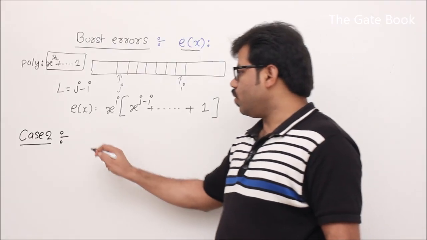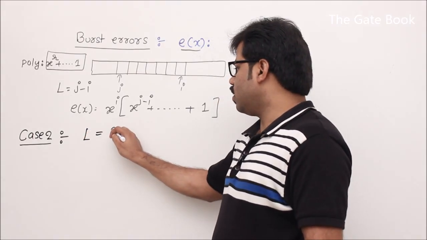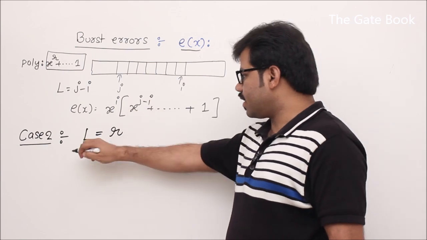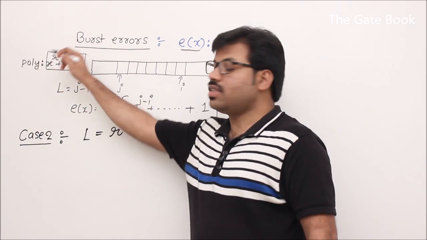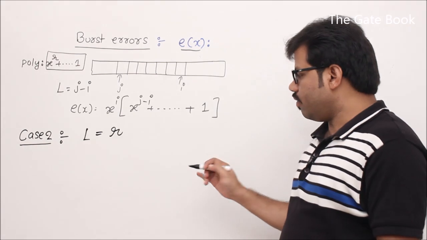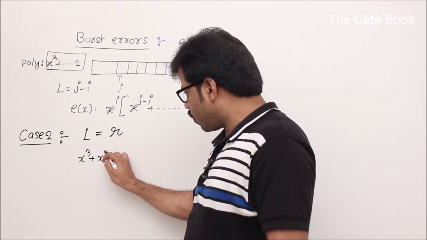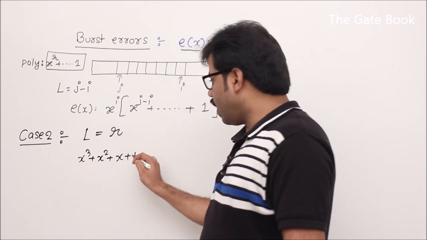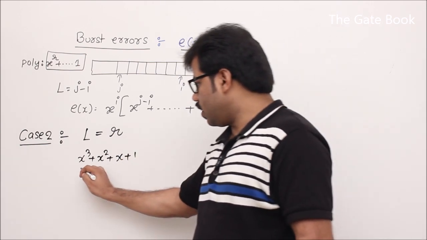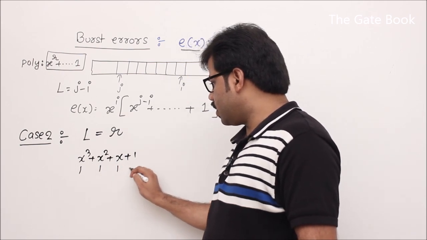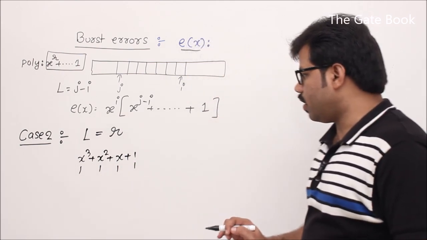Now we'll see case number 2. In case number 2, L equal to R. That means that j minus i is exactly equal to your polynomial's degree. So for imagination, we'll take one example. Let's say your polynomial is x cube plus x square plus x plus 1. I also write the binary representation for that. It is 1 1 1 1, let's say something, right? Okay, this is your polynomial.